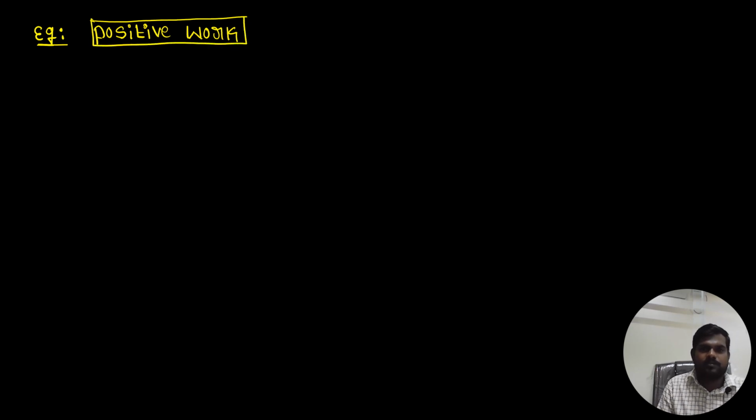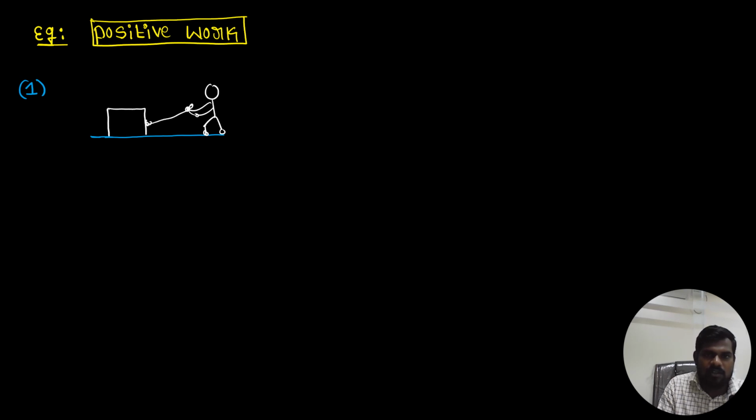See this one. Example number one I'm giving very clearly. Here this is the ground. On the ground I'm taking one block, the body. Maybe here one person is standing. He's holding the thread, one side is held in his hands, and the other side is holding the block in this case. Now we can observe it.